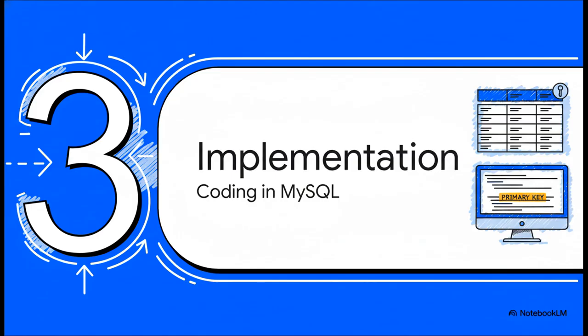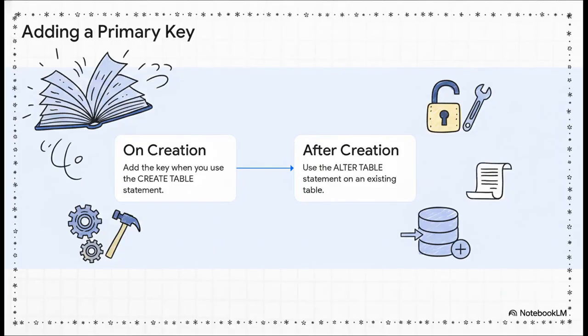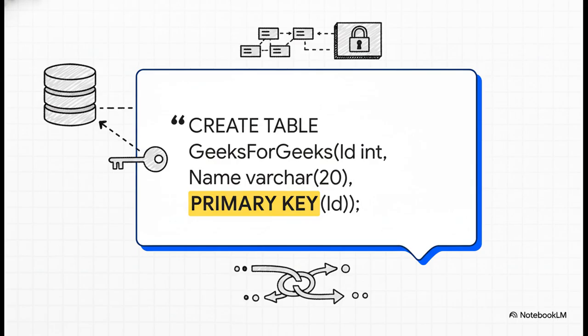Okay, so that's the theory, right? And it's pretty straightforward. But how does this actually look when you're writing code? Let's see how you actually tell MySQL, hey, make this column my primary key. You basically have 2 main chances to do this. Ideally, you want to set it up right from the get-go, when you're first creating your table. But hey, don't worry. If you forget or if you're inheriting an old table, you can always add a primary key after the fact.